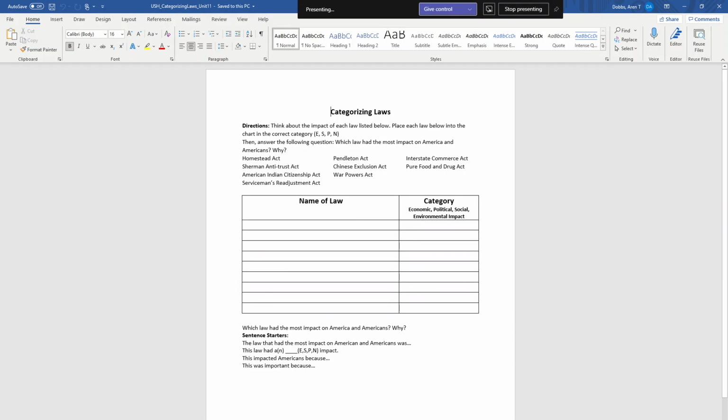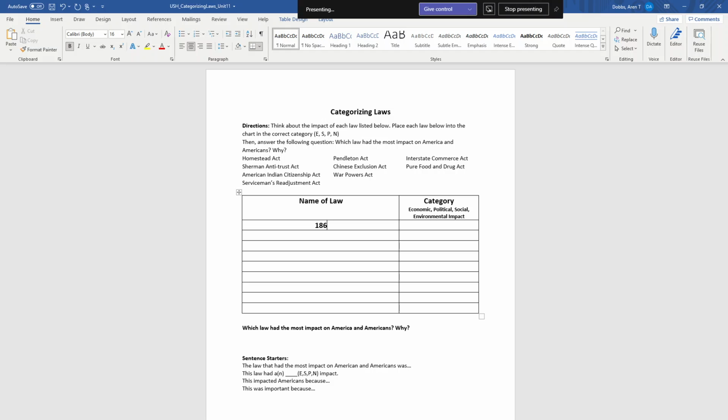Then at the bottom, this question right here is most important. This is the question we have to answer. So let's take a look. The Homestead Act, 1862. This was a political slash environmental law.